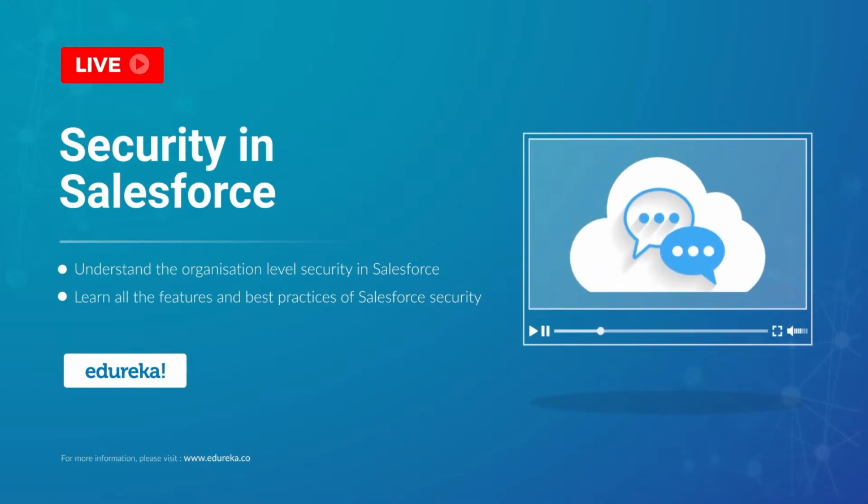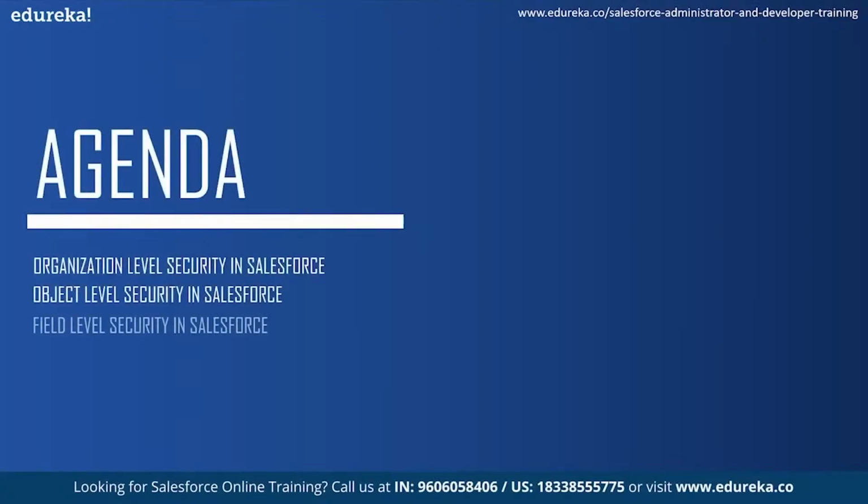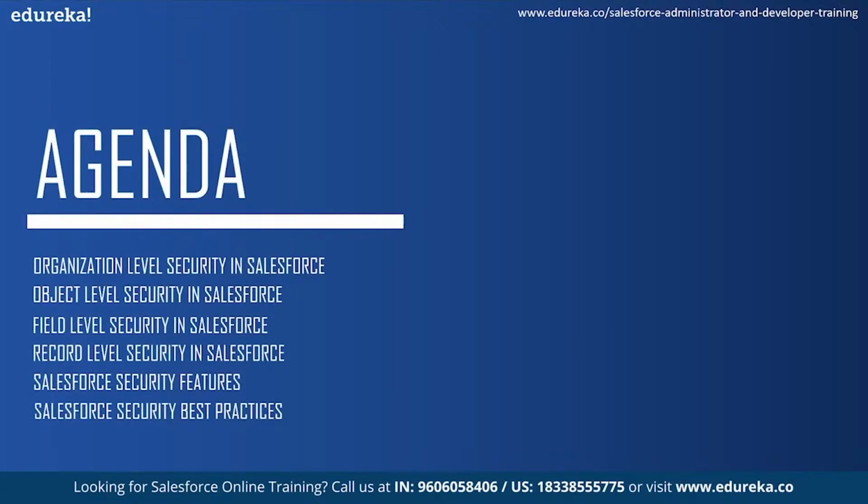But before we get into any more details about Salesforce security, I would like to address the agenda for today's session. Firstly, we'll understand the different levels of security in Salesforce, starting with the organization level security, then object level security, followed by field level security and record level security. Next, we'll take a look at some of the prominent Salesforce security features, and then conclude our session by talking about Salesforce security's best practices.